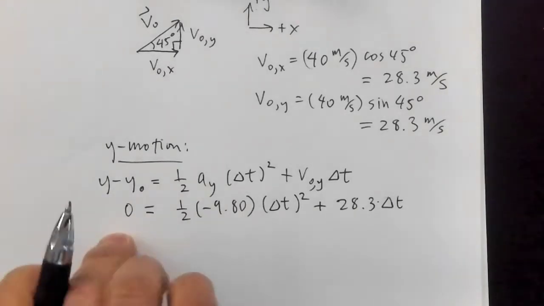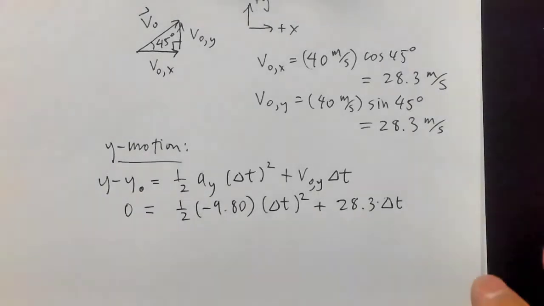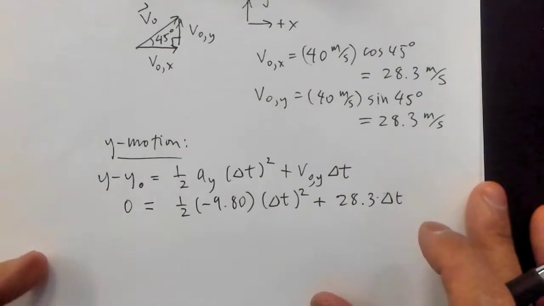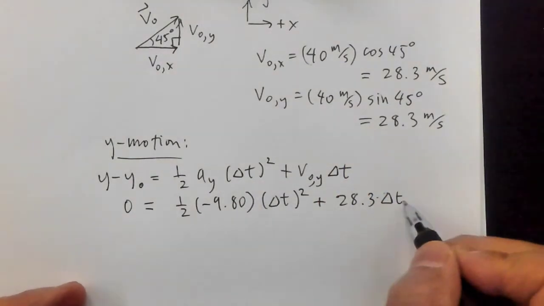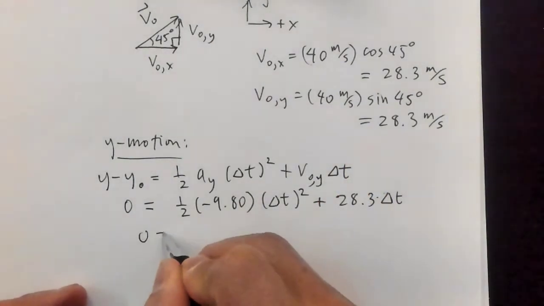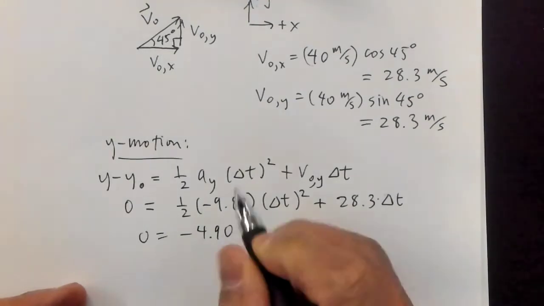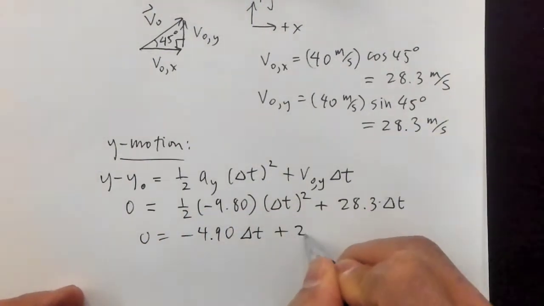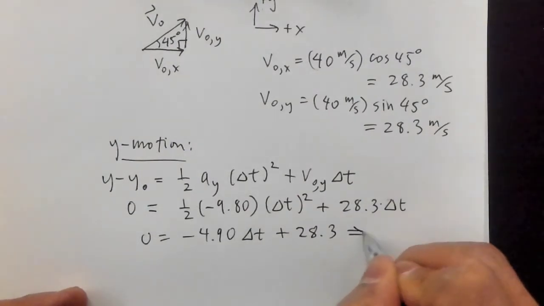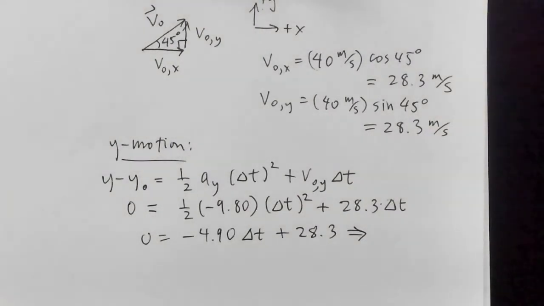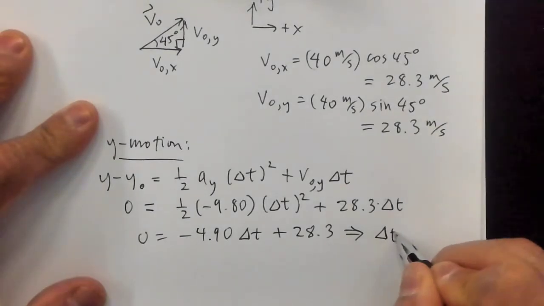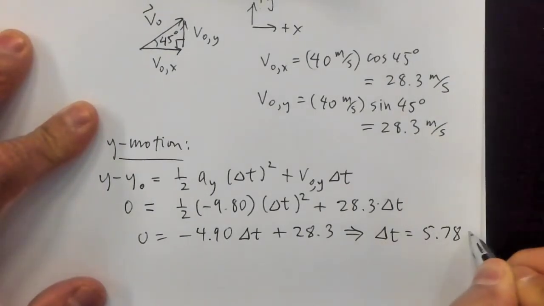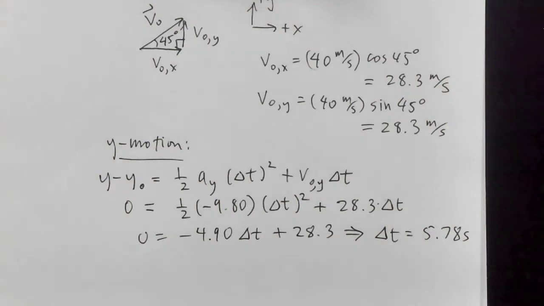Here, because we have 0 on this side, we don't have to do the quadratic equation. We could use the quadratic equation, but we can just divide by delta t. So I'm going to divide by delta t, and I have minus 4.9 times delta t, which is the only delta t left, plus 28.3. Solve for delta t, and you get 5.78 seconds. So that's the first part. Questions about this?